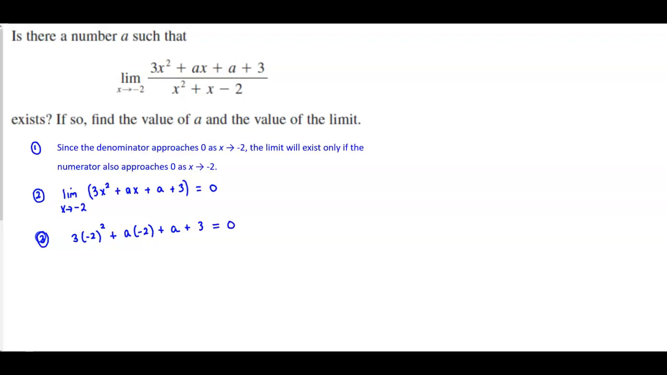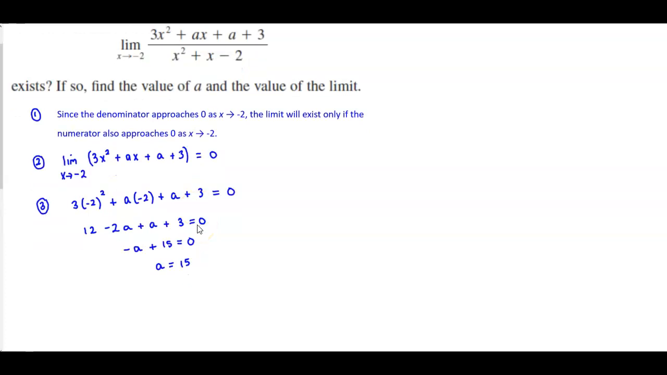Here we get 3 times 4, which is 12. And then that is 12 minus 2a plus a plus 3, which is equal to 0. Combining like terms, we get negative a plus 15, which is equal to 0. And therefore, solving for a, we know that a is going to equal 15. So now that we know that a is 15, we can plug that into our function.